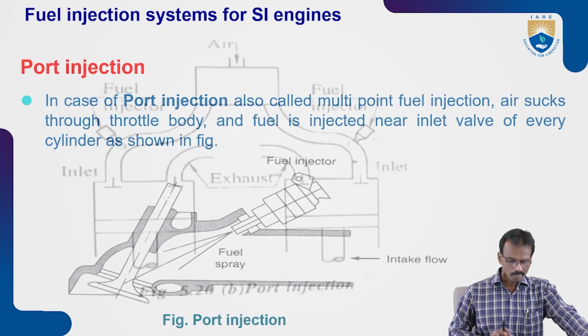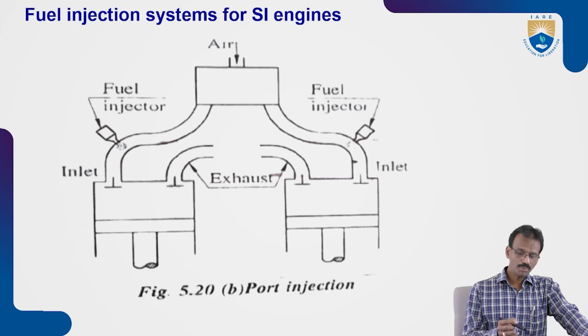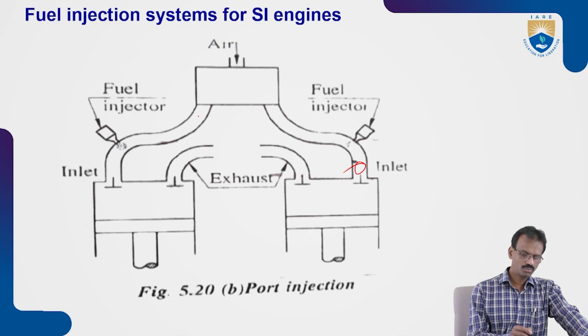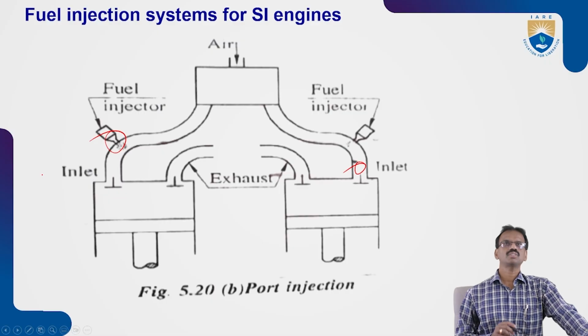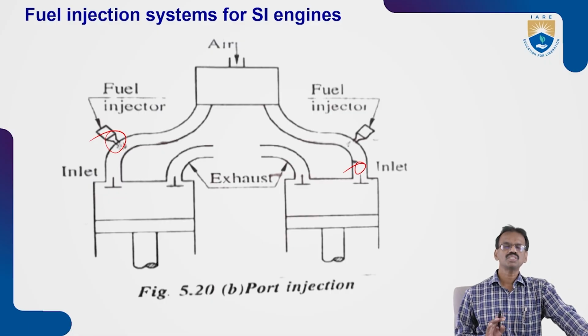Here we can see the diagram. In the previous one, the fuel is injected here at the throttle valve, but in the port injection system, for every cylinder, only fuel is injected very near to the inlet valve. The remaining air is taken through the inlet manifolds. So each cylinder has its own fuel injector. This is called the port injection system.